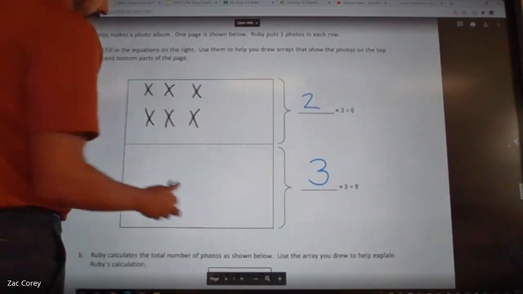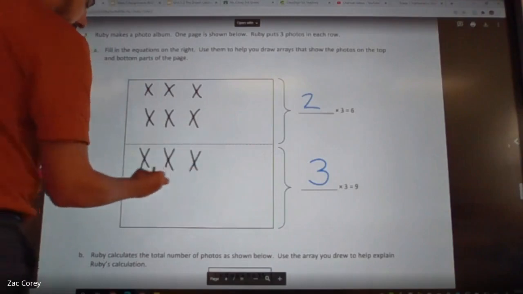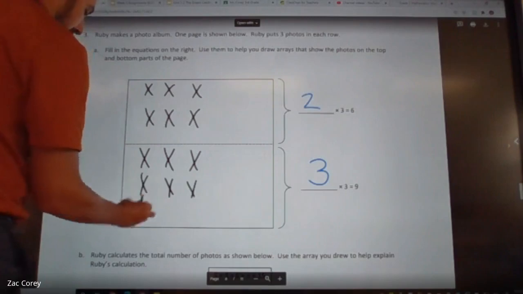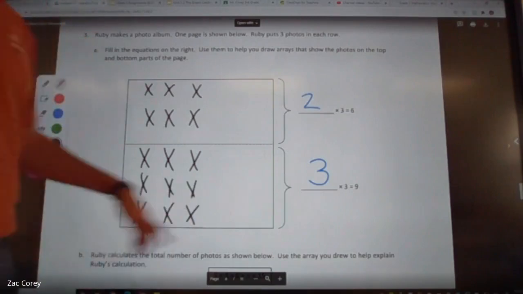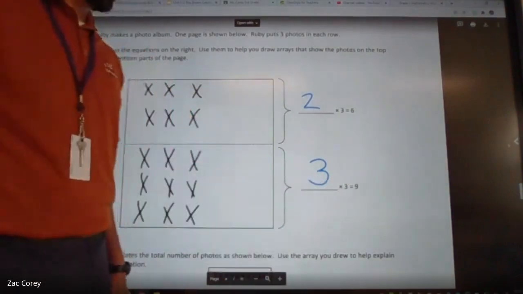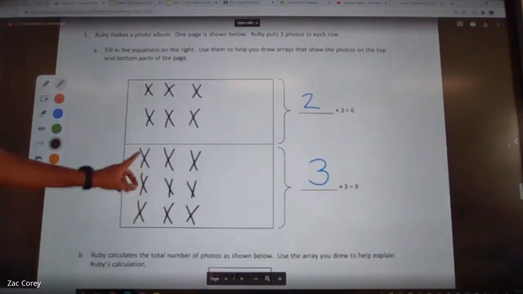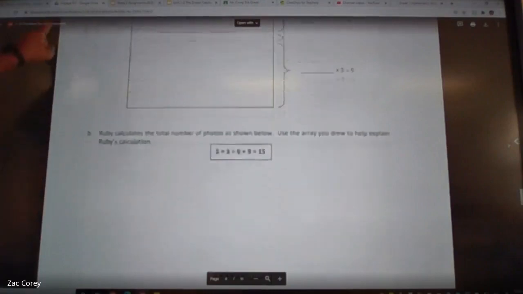And on this one, we're going to have 3 rows of 3. All right, so 3 rows of 3, because our multiplication equation shows 3 rows of 3. And we said it was 9, and sure enough, we wrote 9 x's. Okay, let's go ahead and go to the last one here.